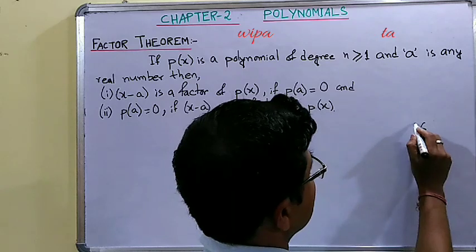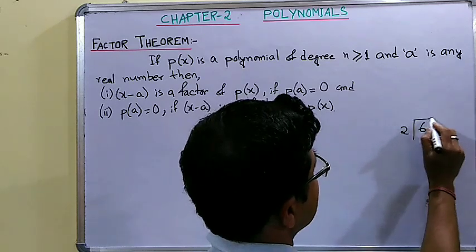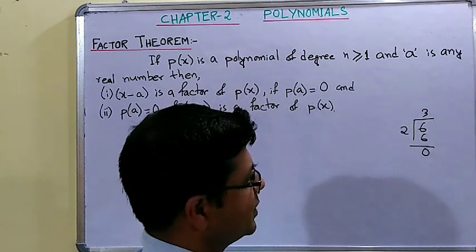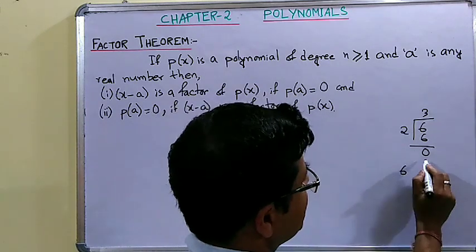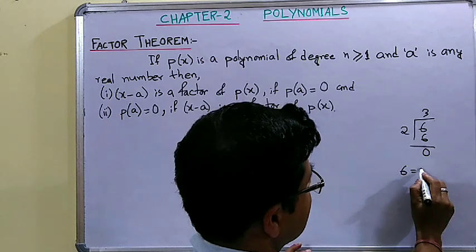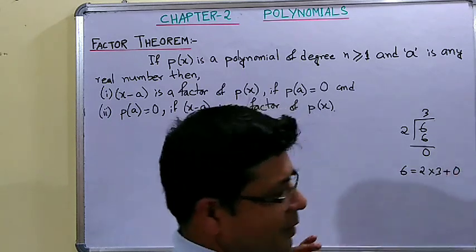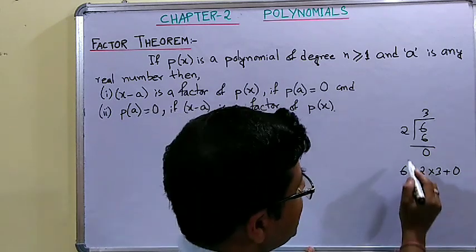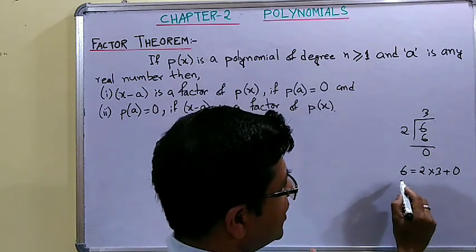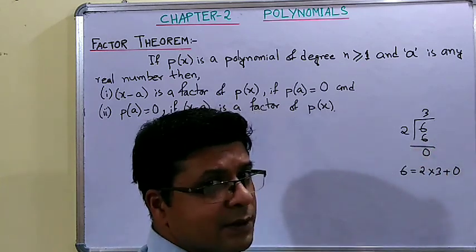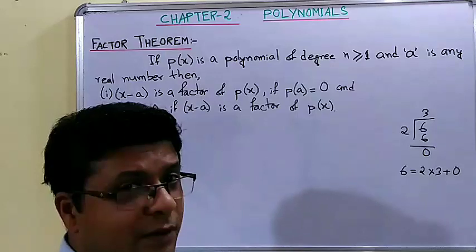A number 6 is taken, and we will divide by 2. 2 times 3 is 6. What is the remainder? 0. So if the remainder is 0, 6 can be expressed as 2 into 3. If we can express it like this, 6 equal to 2 into 3, then 2 is a factor of 6.